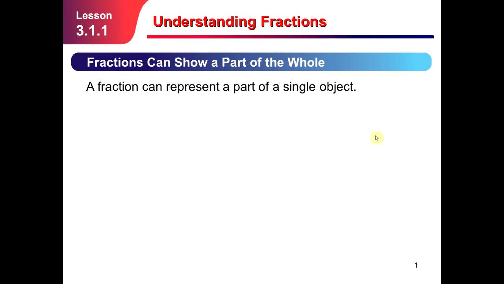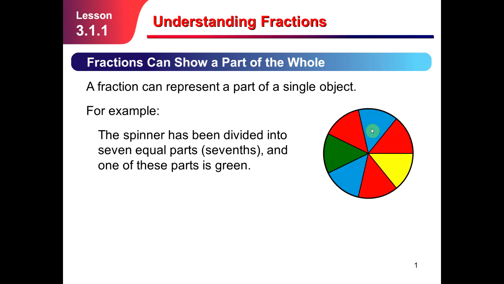A fraction can represent a part of a single object. For example, the spinner has 7 sections. One of these is green. We put 7 in the denominator. That represents how many in the whole. And in the numerator, we would put 1 for the number of parts we're talking about. 1/7 of the spinner is green.